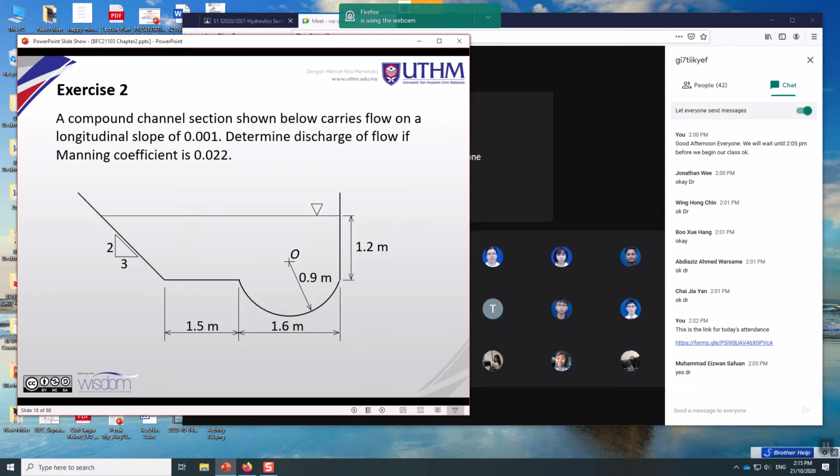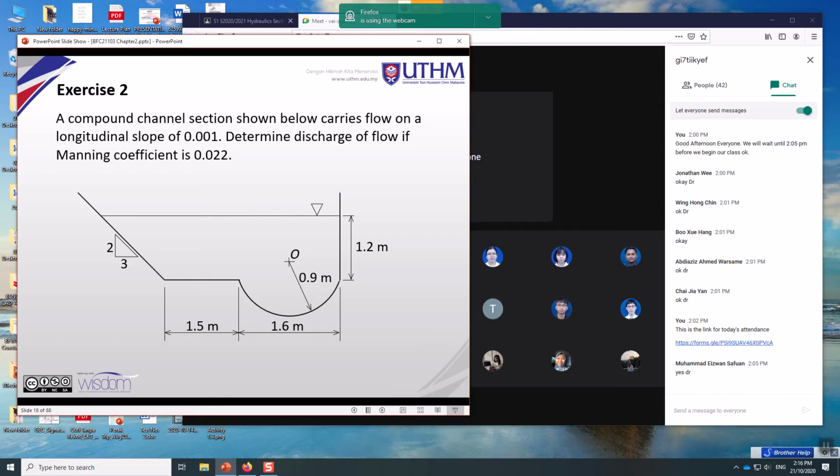Let's look at the solution for exercise 2. This question is more to test your fundamentals of what flow area or wetted perimeter is about. The question here gives you the Manning coefficient. So now you know that you have to use the Manning equation instead of Chazy. For Manning, Q is equal to 1 over N times A times R to the power of 2/3 times S naught to the power of half.